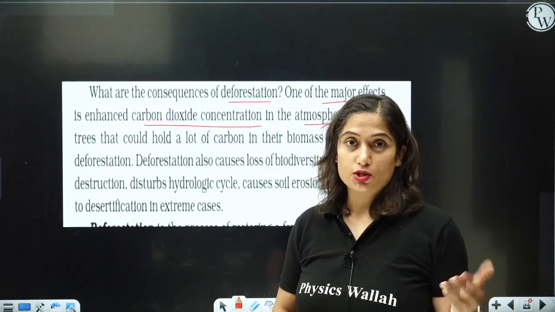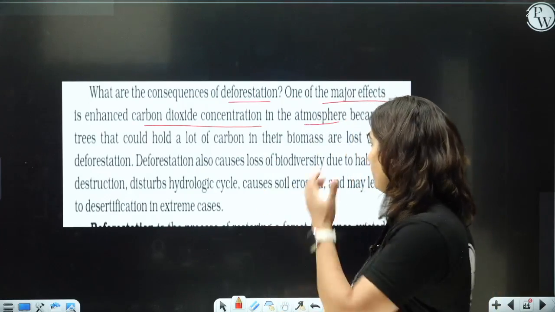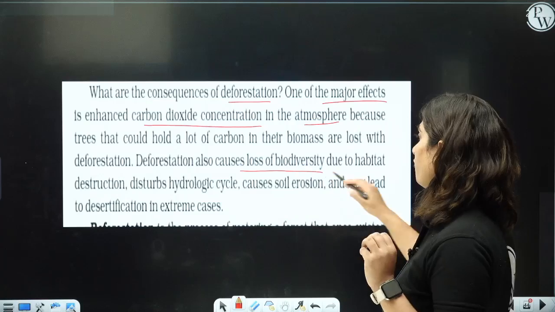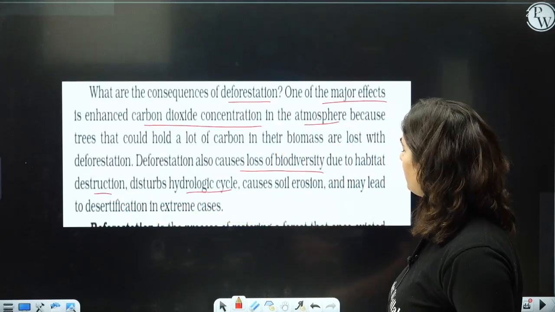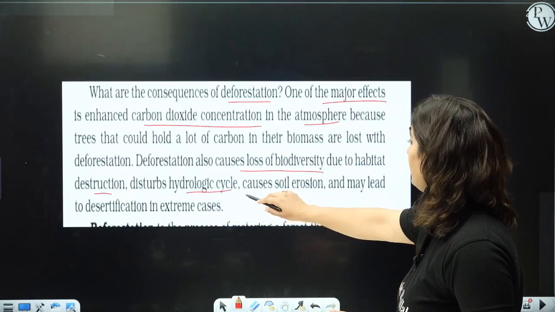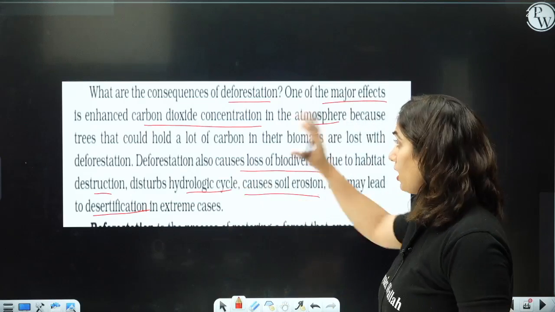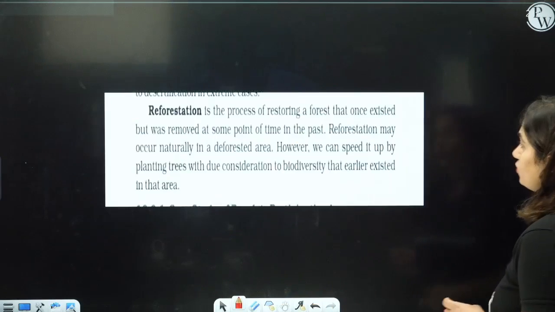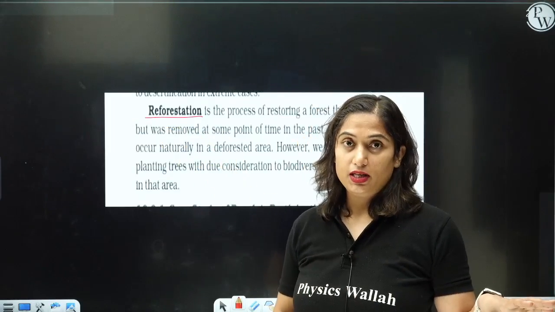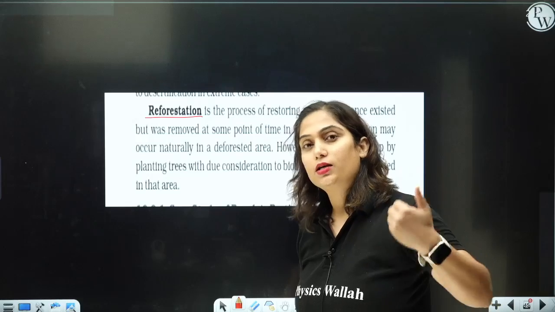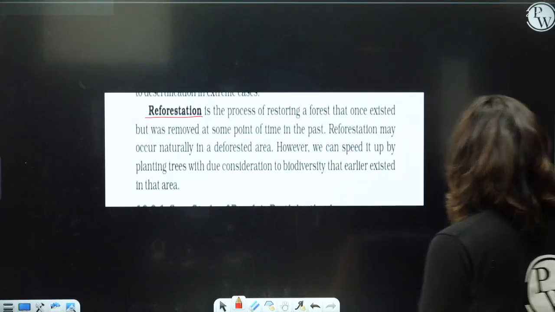Because of deforestation, the CO2 concentration will increase in the atmosphere, and deforestation will also cause the loss of biodiversity and habitat destruction. It will disturb the hydrological cycle, it will cause soil erosion, and it will lead to desertification. These are all the consequences of deforestation. Reforestation: if we have deforested an area, then planting the forest again over there is called reforestation.